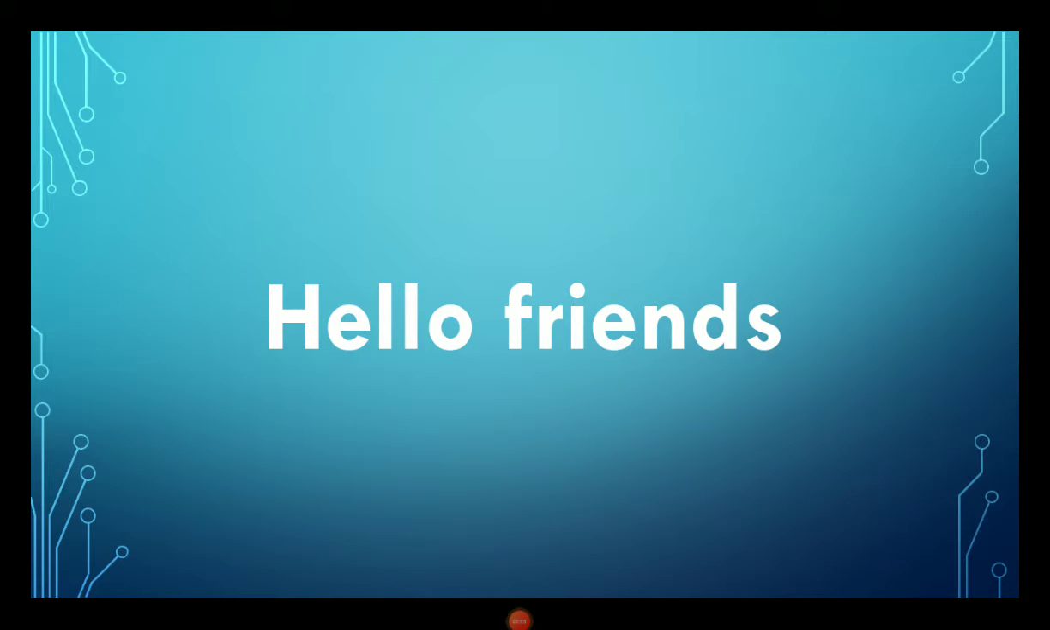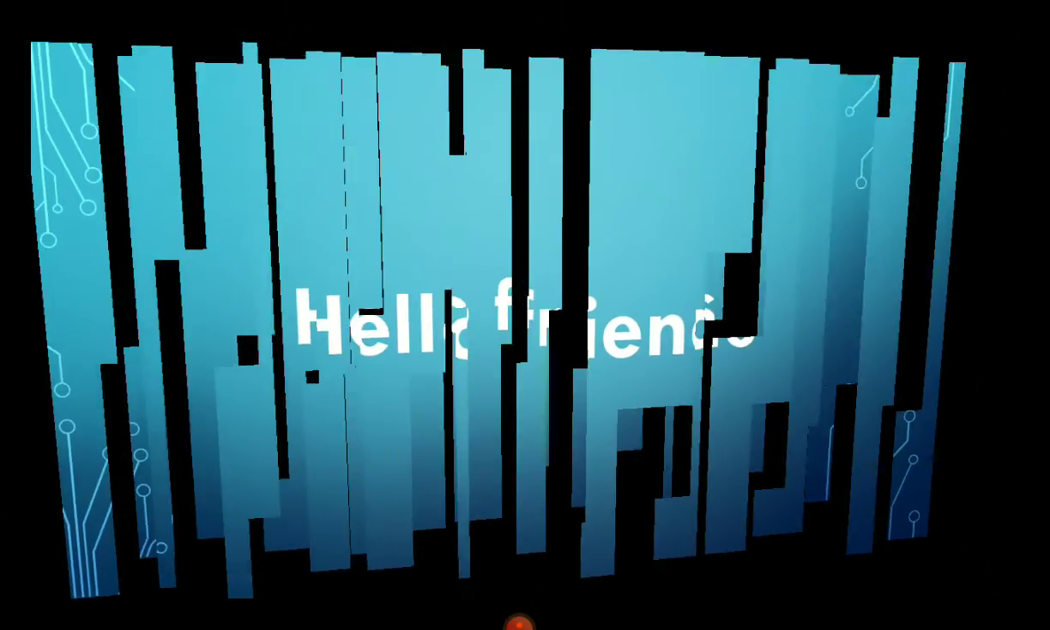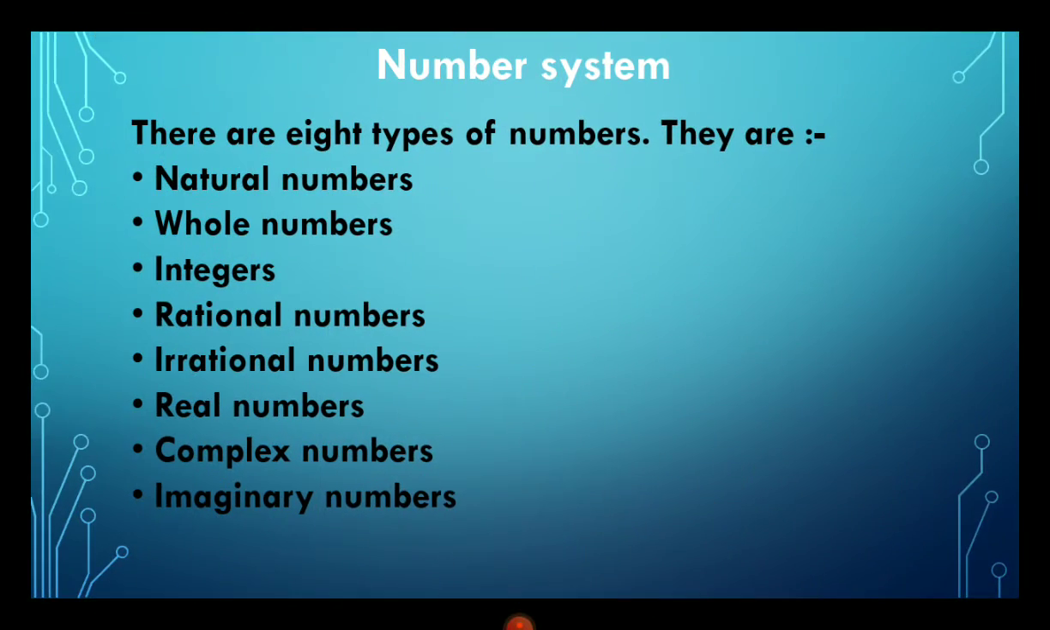Today I am going to discuss with you all a very important topic in mathematics known as number system. So without any further ado, let's get started. Number system. There are 8 types of numbers. They are natural numbers, whole numbers, integers, rational numbers, irrational numbers, real numbers, complex numbers and imaginary numbers. Let's look at each of them in detail.